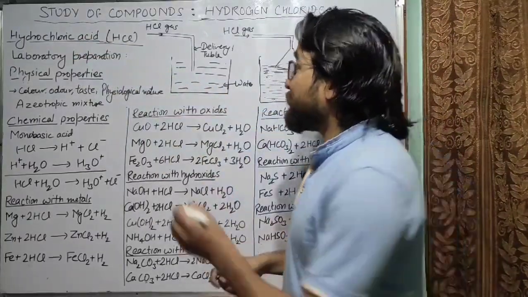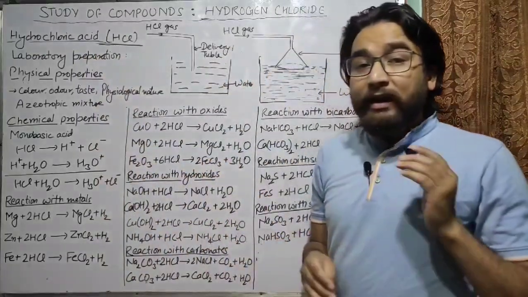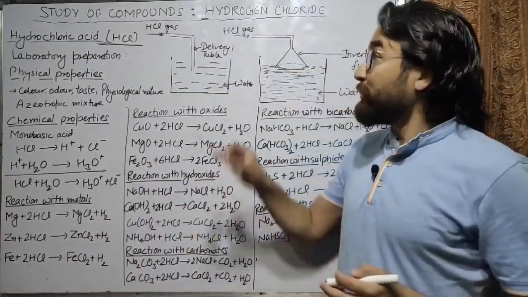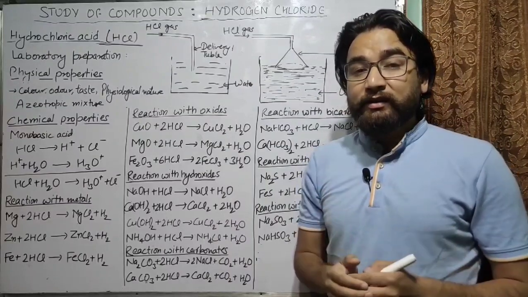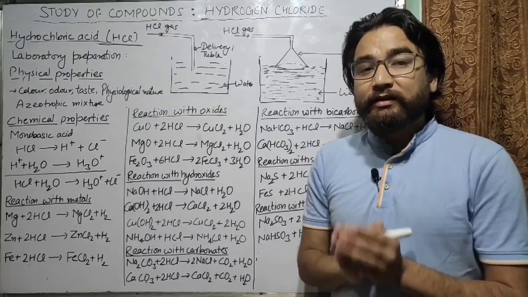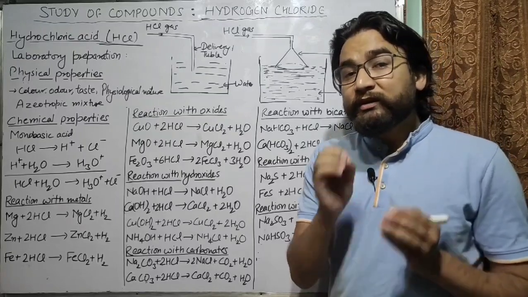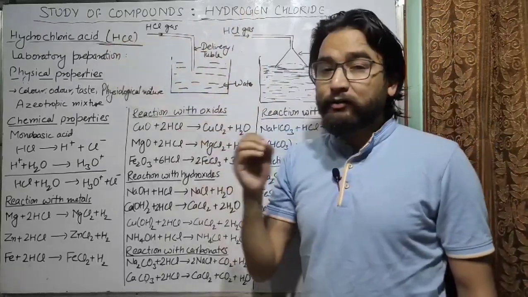And what is the formula of hydrochloric acid? The formula of hydrochloric acid is HCl. And what is the formula of hydrogen chloride? The formula of hydrogen chloride is also HCl. So does it mean that hydrochloric acid and hydrogen chloride are the same? There is a little bit of difference between hydrogen chloride and hydrochloric acid.